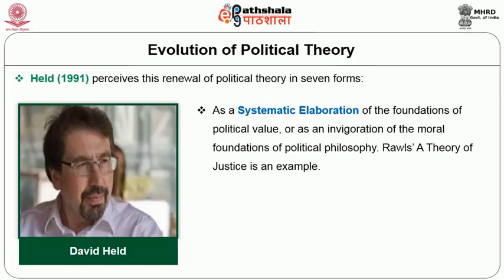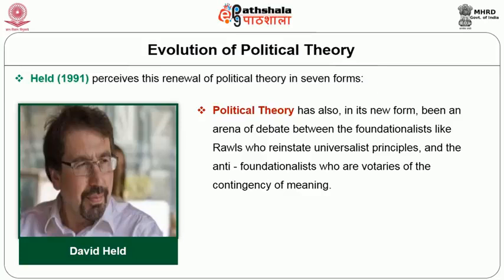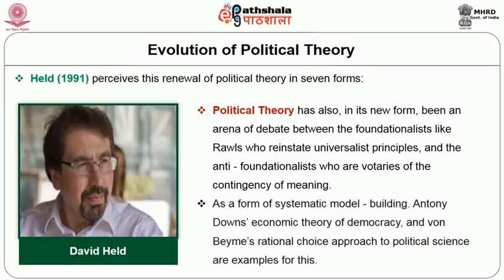or as an invigoration of the moral foundation of political philosophy, for example Rawls' A Theory of Justice; as a form of argument concerned with abstract questioning of theory as well as practical political issues, for example Iris Marion Young, Joshua Cohen, Habermas on deliberative democracy. Political theory in its new form also has an arena of debate between foundationalists like Rawls, who reinstate universalist principles, and anti-foundationalists who are votaries of the contingency of meaning. Lastly, as a form of systematic model building, for example, Anthony Downs' economic theory of democracy, Von Neumann's rational choice approach, etc.